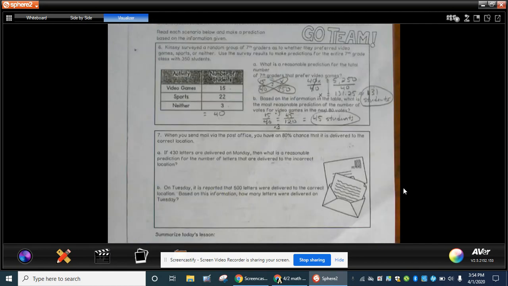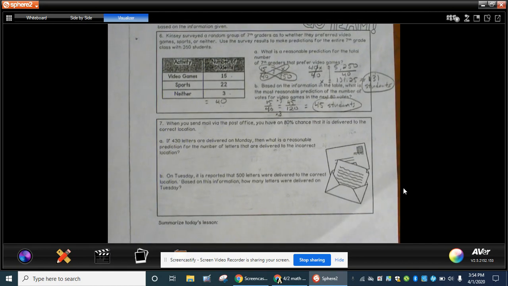All right. Number 7. When you send mail via the post office, you have an 80% chance that it is delivered to the correct location. Well, my bills get sent by mail, so people better hope my bills come in so that way I make sure they're paid.